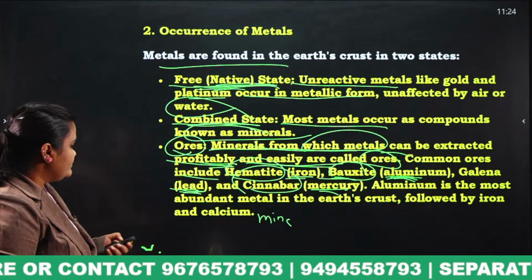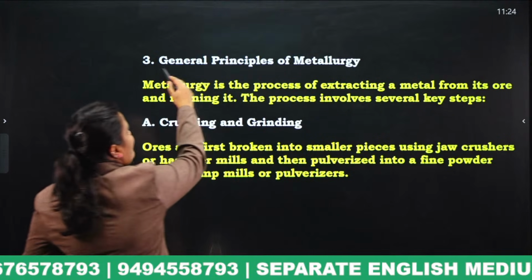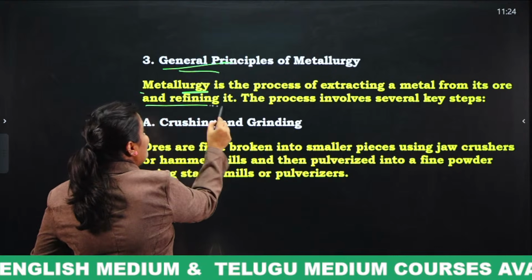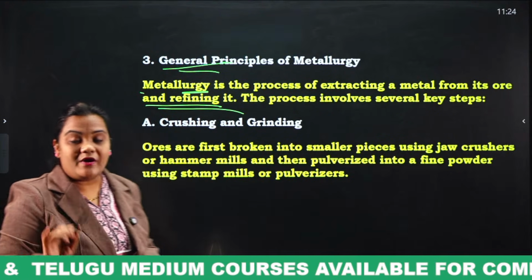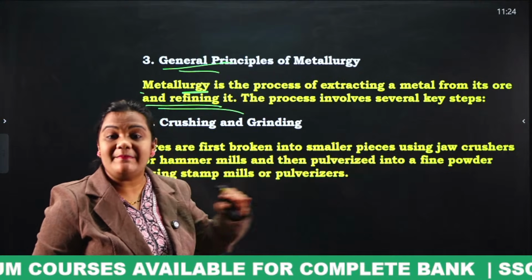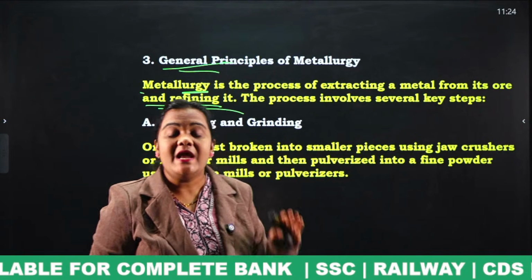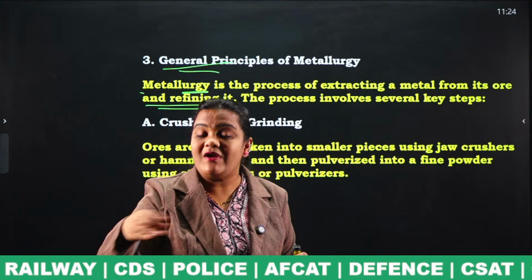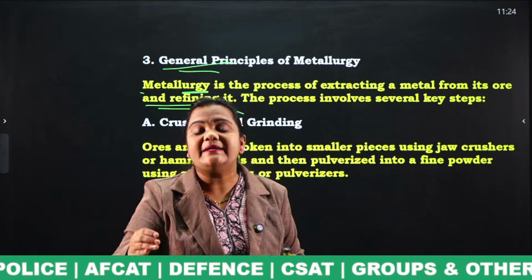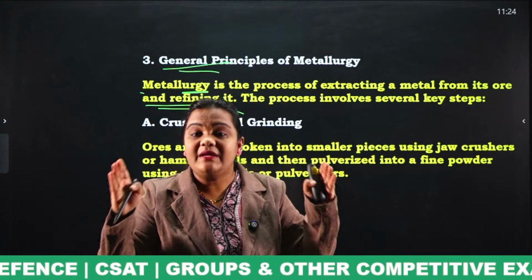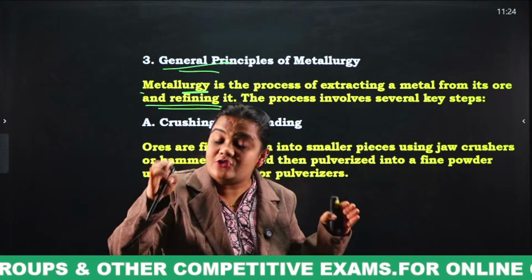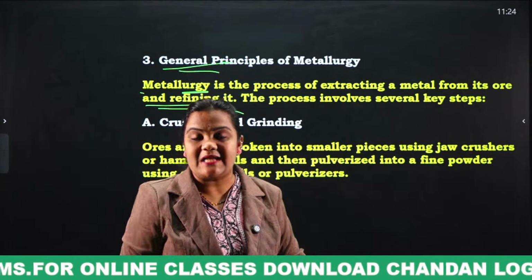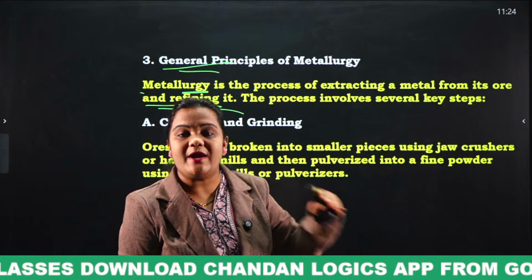Next, general principles of metallurgy. Metallurgy is the process of extracting a metal from its ore and refining it. Did you understand what it is? What do you mean by metallurgy? When we are mining, digging our earth crust, we get a lot of minerals. If we extract the metals from those minerals, we will get ores. And that total process is considered as what, students? Metallurgy.